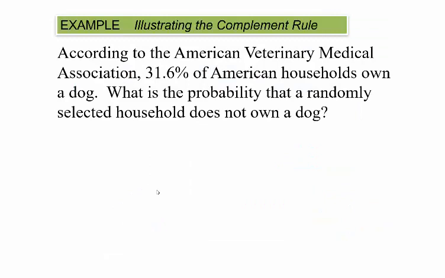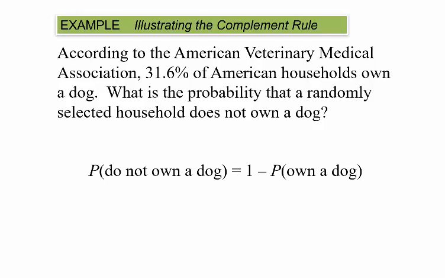So here's a simple way to look at this. According to the American Veterinary Medical Association, 31.6% of American households own a dog. So what is the probability that a randomly selected household does not own a dog? Well, the complement of not owning a dog is that you own a dog. So this would be 1 minus the probability that they own a dog.